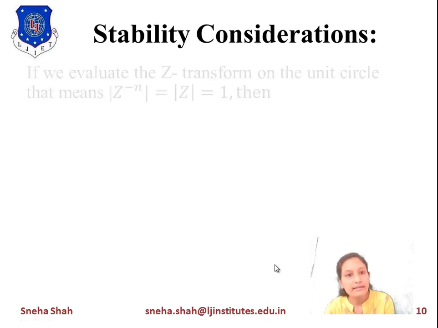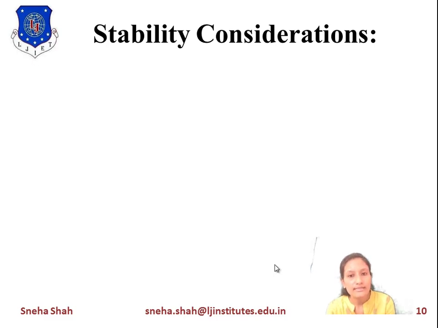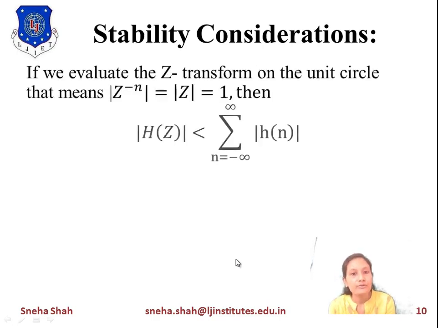Now if we evaluate this Z transform on the unit circle, then z raised to minus n becomes equal to 1, because it is evaluated on the unit circle. So all the values will be 1. So this term becomes 1. So 1 into mod h of n is represented as mod h of n. So the final answer becomes: mod H of z should be less than summation n equals minus infinity to infinity of mod h of n. So we have represented it like this.